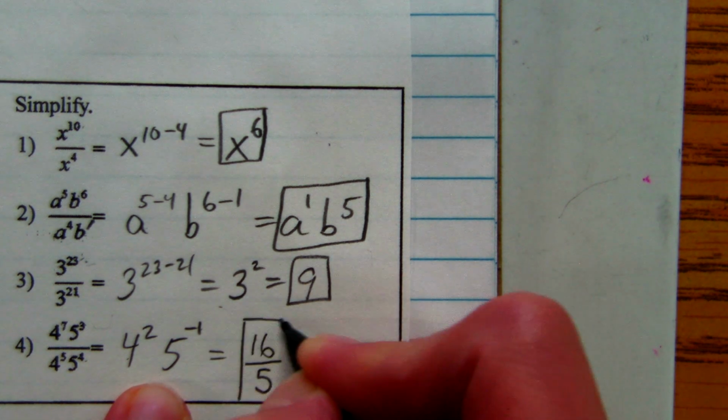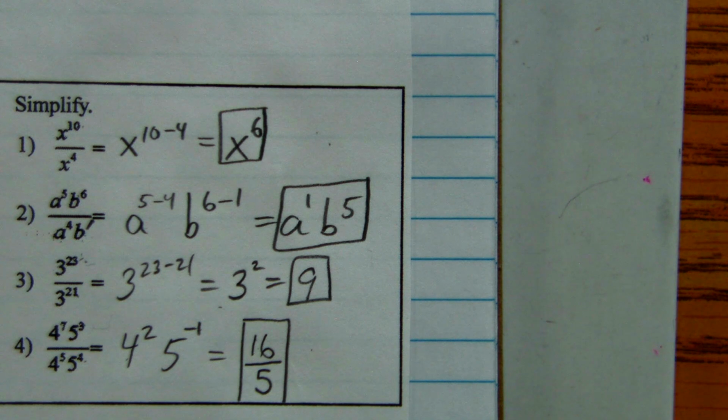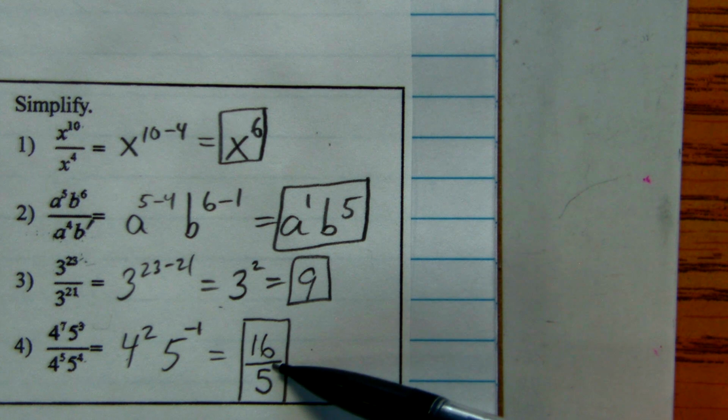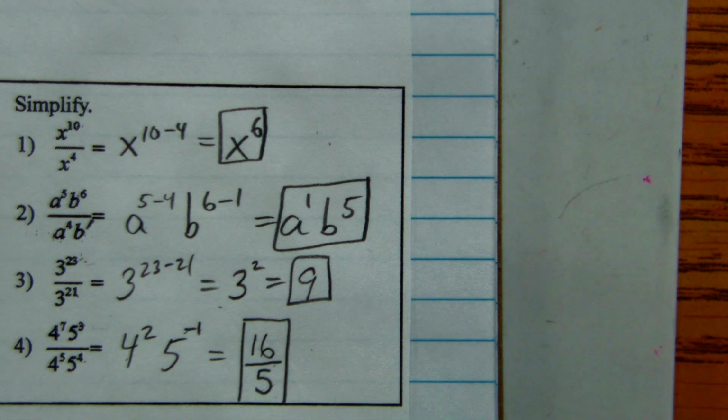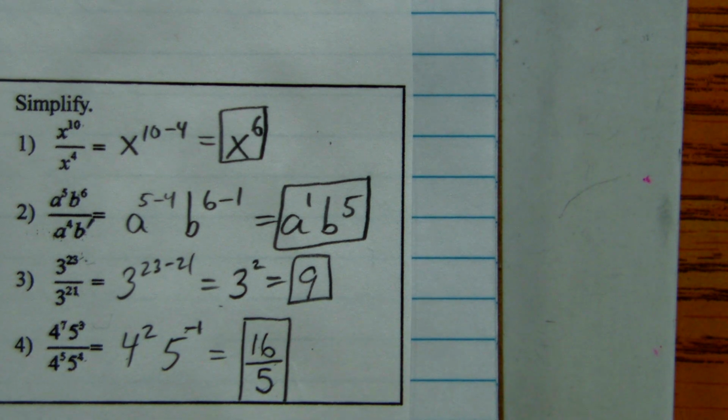I'm not going to go into that a lot today, I don't think. There might be a couple, but we'll just attack that when we get there. But basically, if you have a negative power, whatever that is, it's going to go to the denominator. But we'll get into that more later.